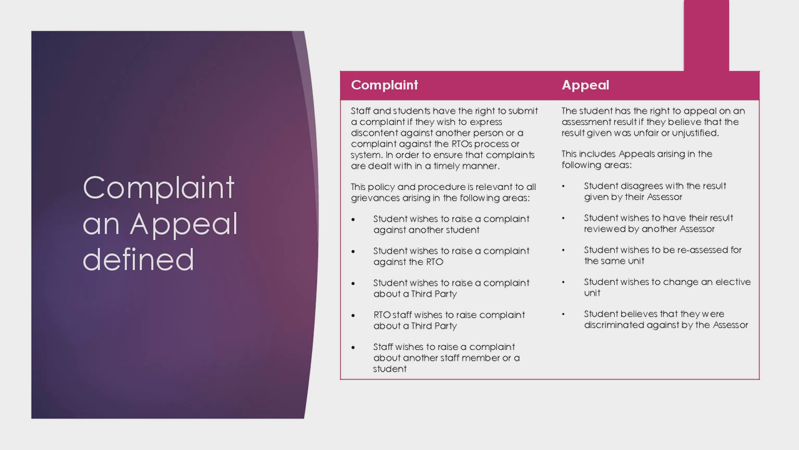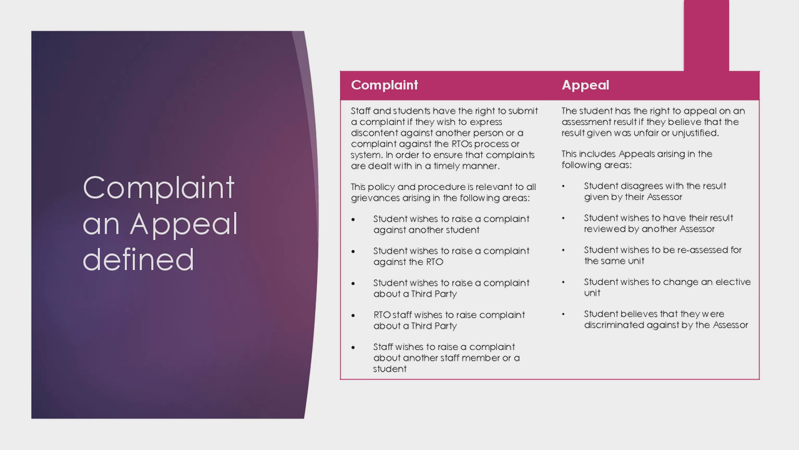So a student may wish to submit a complaint about another student, or a student wishes to raise a complaint against the RTO, so against you. A student may wish to raise a complaint about a third party, so it might be someone outside of the organisation. It could be someone who is delivering one of your units, for example, first aid, and you might be contracting this organisation to deliver your first aid unit as a credit transfer. So they will issue the certificate and you'll do a credit transfer into your RTO. That may be a third party.